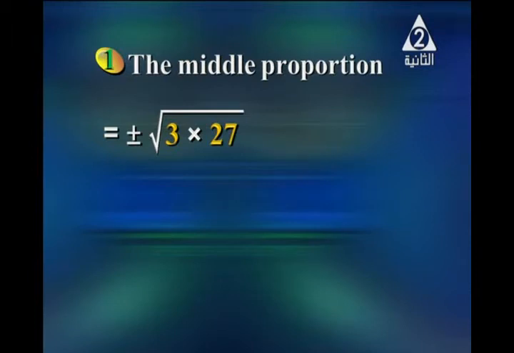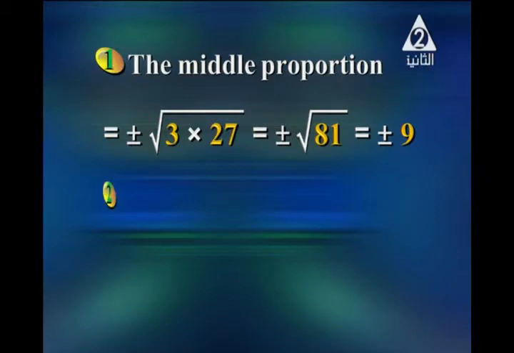Solution. Number 1, the middle proportion equals positive or negative square root of 3 times 27, equals positive or negative square root 81, equals positive or negative 9.